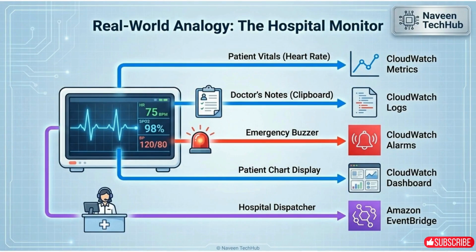A simple analogy is a hospital patient monitor. In a hospital, doctors monitor heart rate, oxygen level, blood pressure, and emergency signals. If something goes wrong, an alarm triggers immediately. Similarly, in AWS, CloudWatch monitors application and infrastructure health. Metrics are like patient vitals. Logs are like doctor notes. Alarms are emergency alerts. Dashboards are patient charts. EventBridge acts like a hospital dispatcher that sends the alert to the right system. This analogy makes CloudWatch easy to understand.